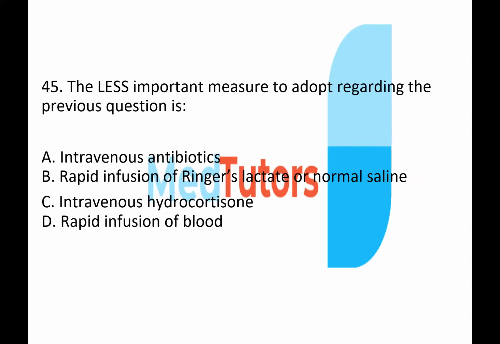The less important measure to adopt regarding the previous question: A, intravenous antibiotics, rapid infusion of Ringer's lactate or normal saline, intravenous hydrocortisone, rapid infusion of blood. Why blood? Yes, that is correct. It's the less important, so you are right. The answer is D.